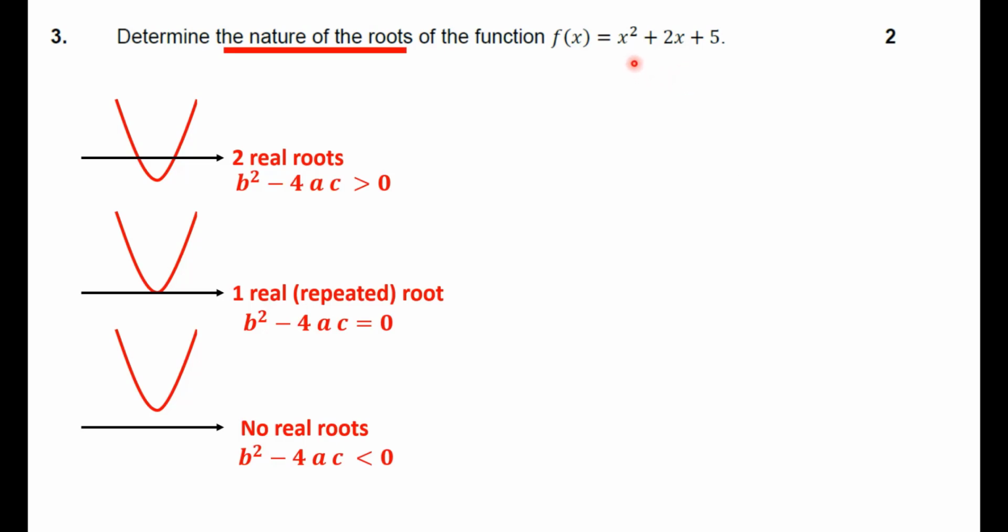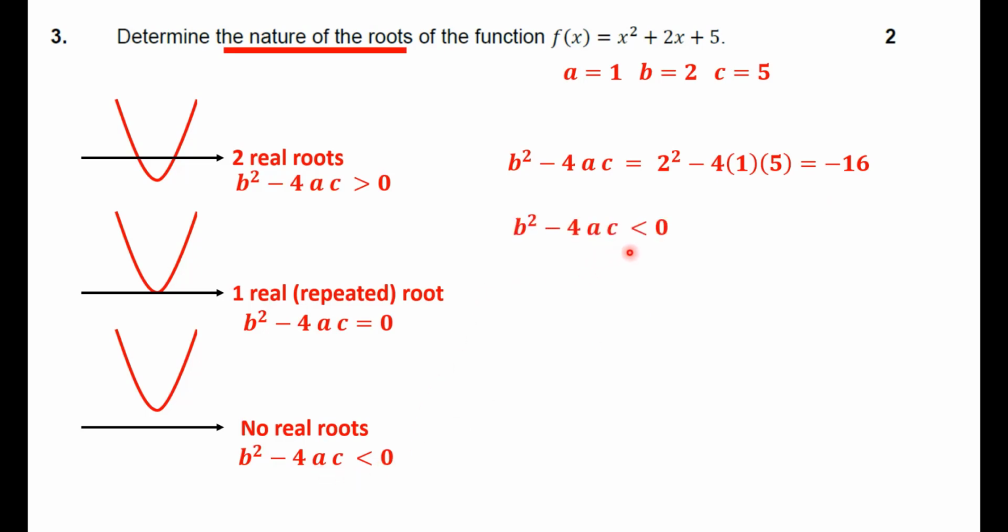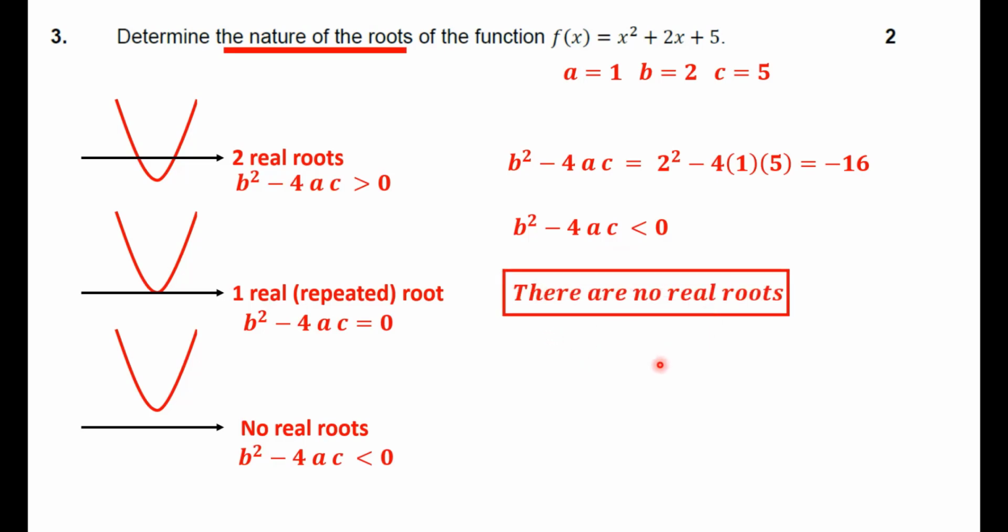Let's go up to our function. We need to find a, b and c. Well, a is the first one, that's 1, b is 2 and c is 5. So there you go, 1, 2 and 5. Let's work out b squared minus 4ac with these values, and we get 2 squared minus 4 times 1 times 5, negative 16. That's a negative number, so b squared minus 4ac is less than 0, which means that, therefore, there are no real roots. And that's the nature. There are no real roots for this formula.